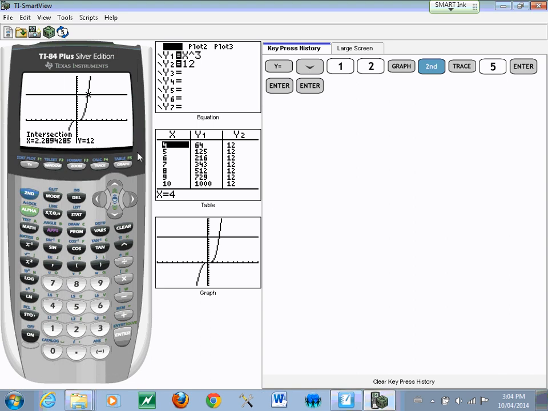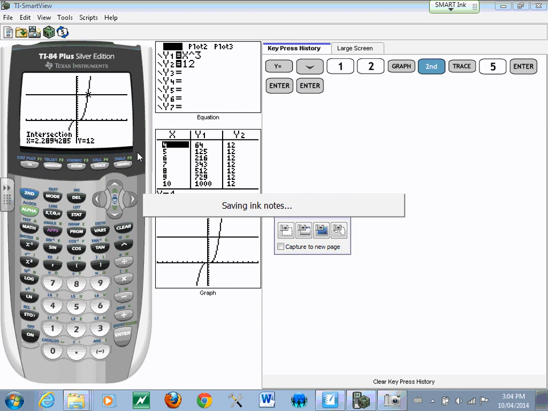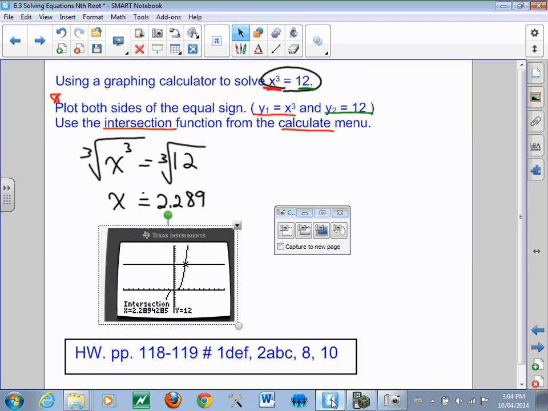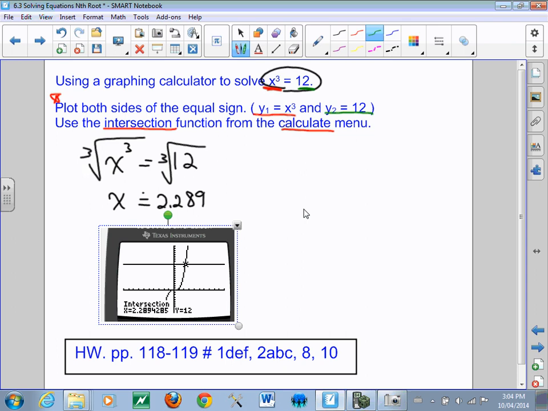So notice, it depends on how far it's been rounded to, but your intersection point is there. So that's your x value when y is 12.